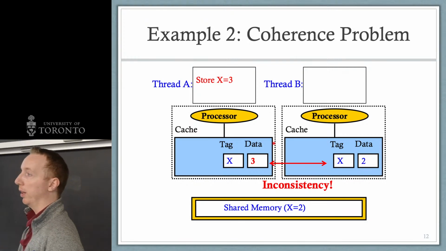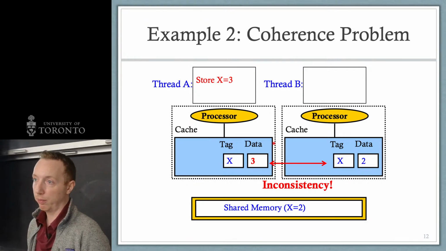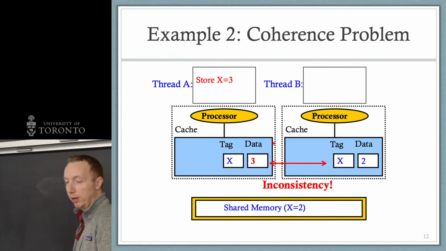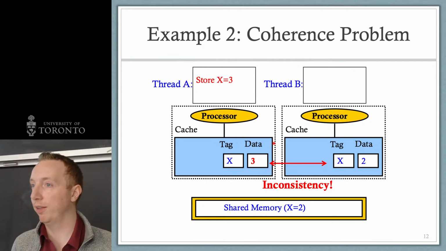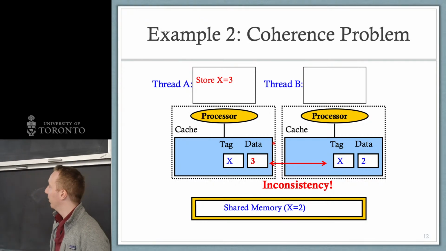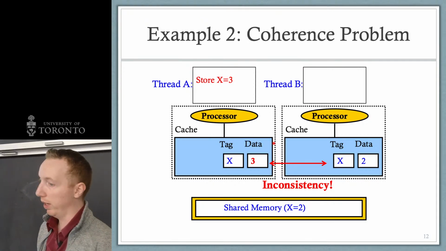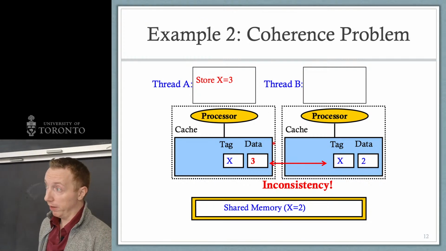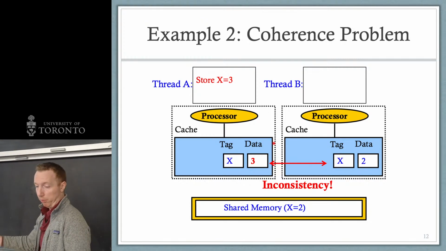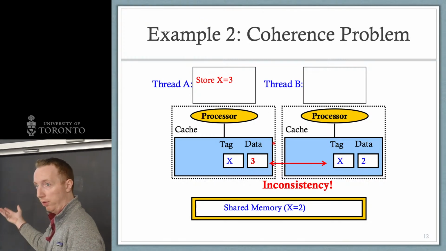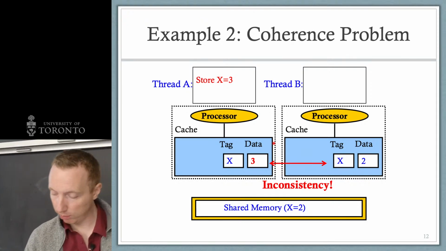It wouldn't bother writing out to shared memory. It wouldn't do write through or anything like that. That would be slow. But now we have some inconsistency between the caches. So if thread B was to go ahead and modify X further or read X again, now it thinks it's 2, although the true value is 3.